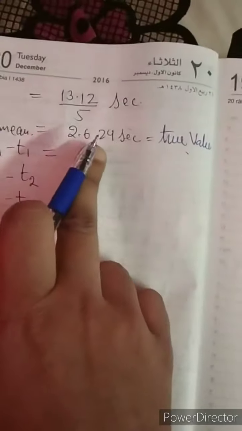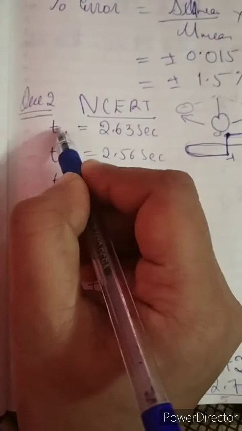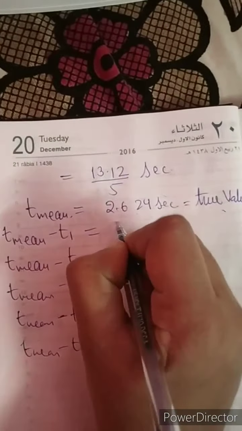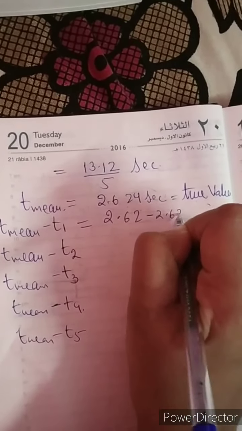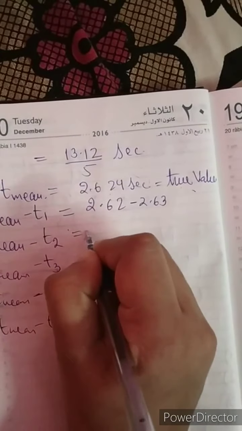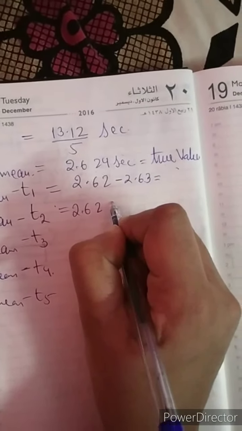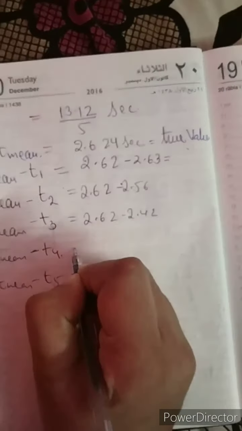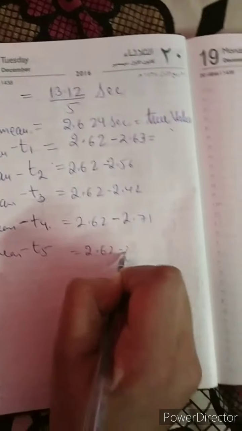Okay, so my mean value is 2.62. So 2.62 will come in between. How much does your T1 differ from your T mean? T2, T3, T4 and T5 similarly all differ from this. So my mean value is 2.62. Now just do the subtraction for me: 2.62 minus 2.56, 2.62 minus 2.42, 2.62 minus 2.71, then 2.62 minus 2.80.